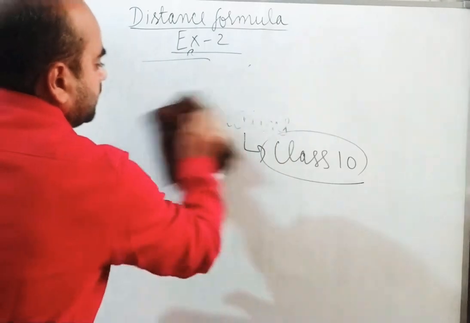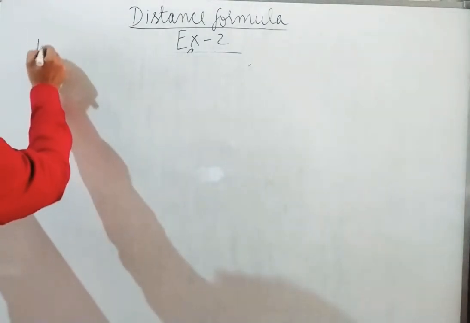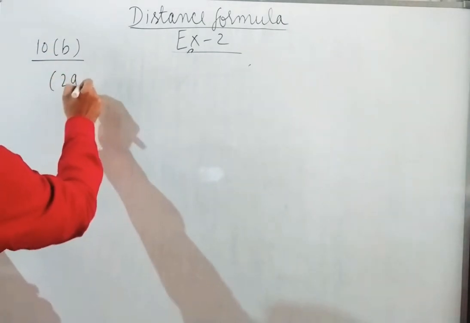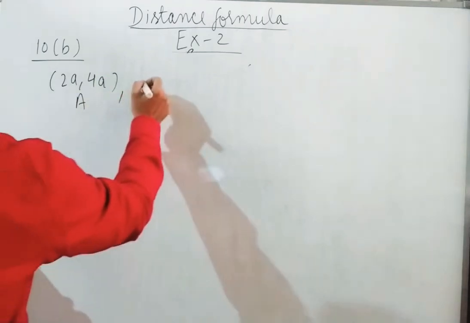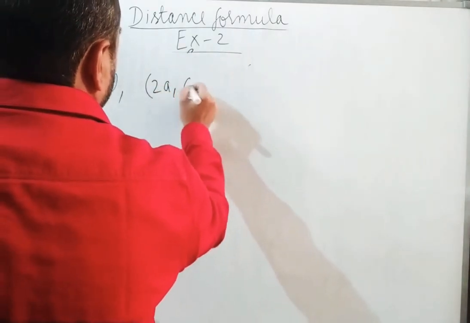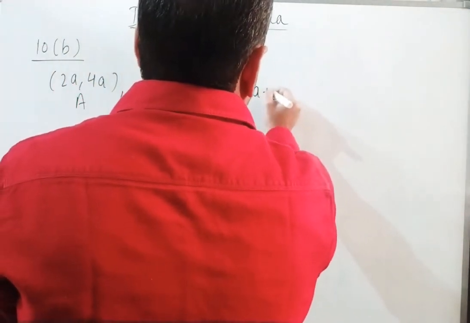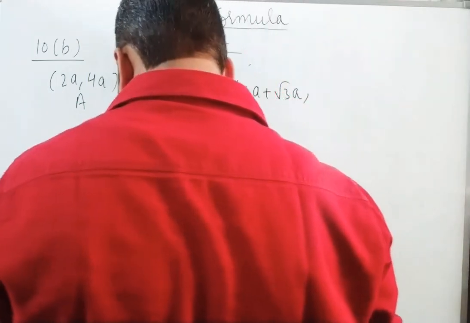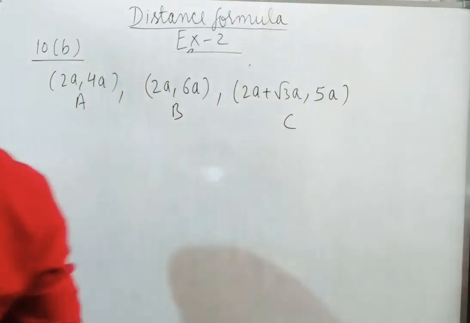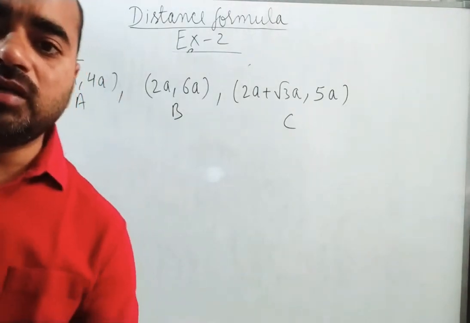So 10b part. So the points are: first point is 2a comma 4a, suppose this is A. Next point is 2a comma 6a, suppose this is B. And last is 2a plus root 3a comma 5a, suppose this point is C. Correct? 2a comma 4a, 2a comma 6a, 2a plus root 3a comma 5a. So we have to find the three distances.